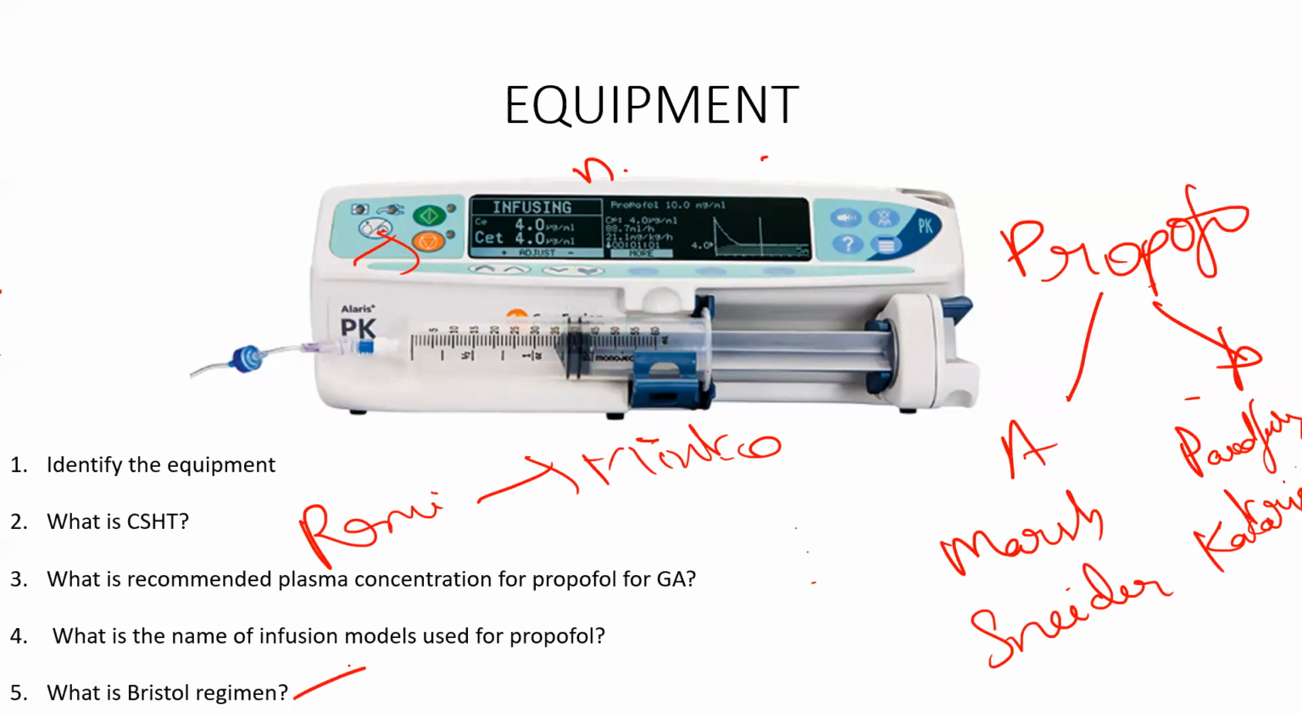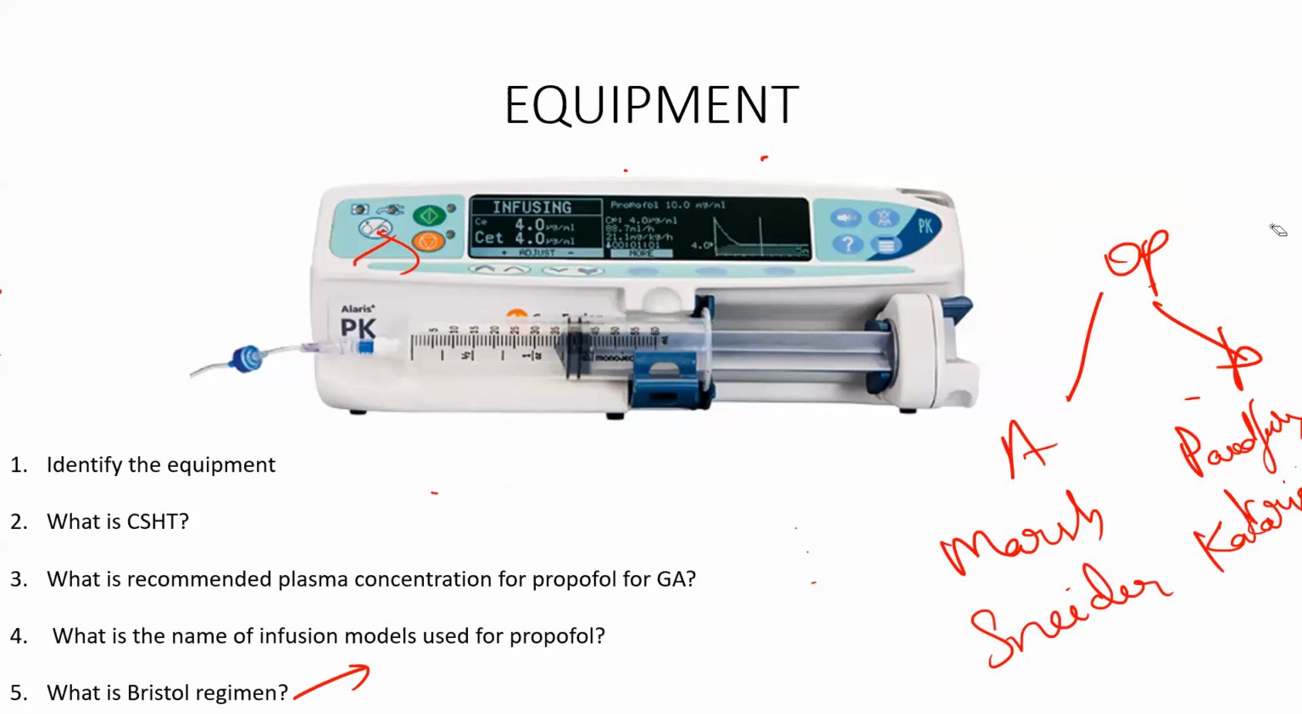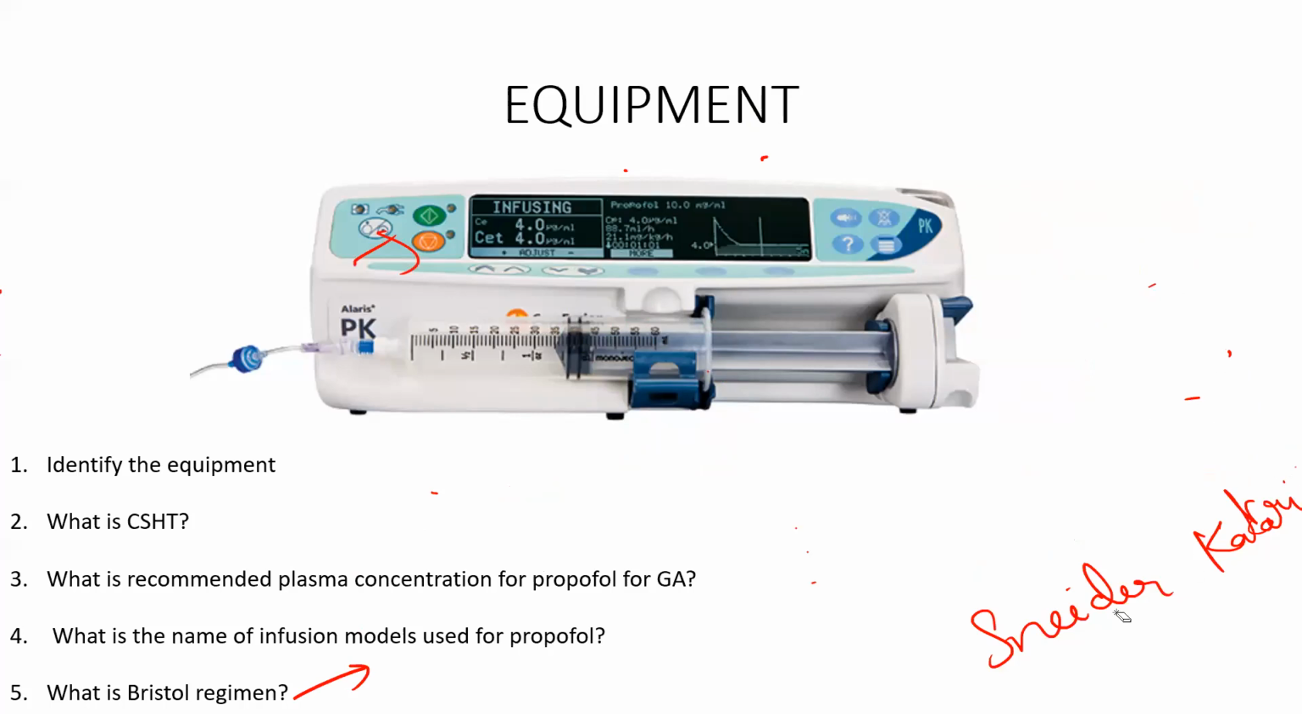Can you tell me what is Bristol regimen? Ten milligram per kg per hour. Okay, well, when do you use Bristol regimen actually? When you don't have a TIVA pump, when you have a conventional pump, so manually you can try to maintain this concentration by using Bristol regimen.